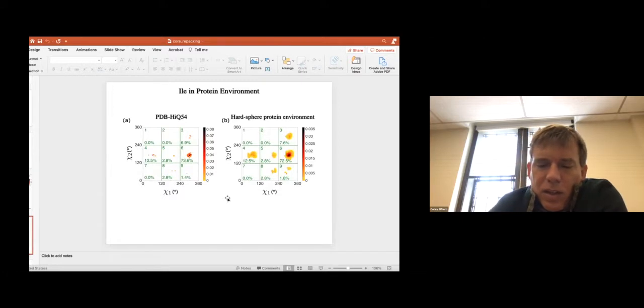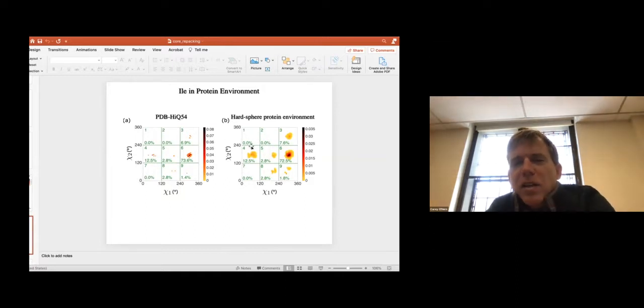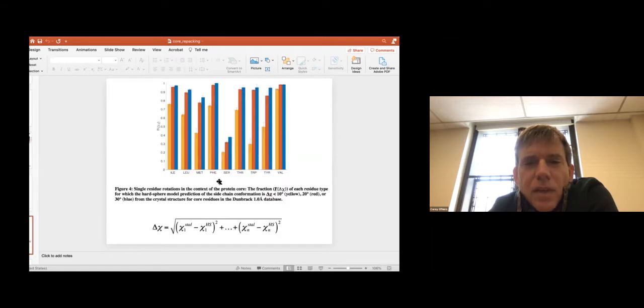So since the model is predicting the side chain conformations of each individual amino acid, when you average them together, you get very good quantitative agreement for the full distribution. This is the full distribution of isoleucine from the model in the context of a protein, on the right, and then the experimentally determined probability distribution on the left. And you see there's quantitative agreement, for example, rotamer number 6 is selected 73% of the time in both the model and the experimental distribution.